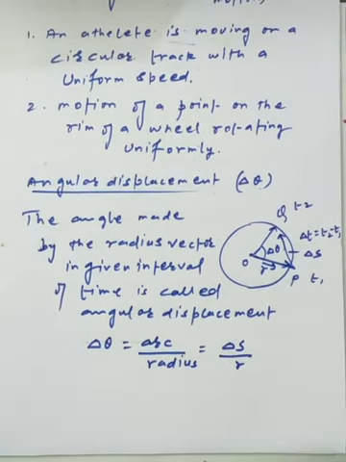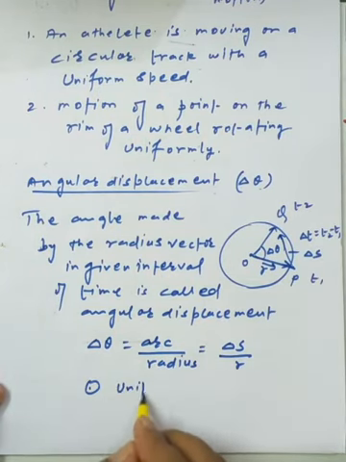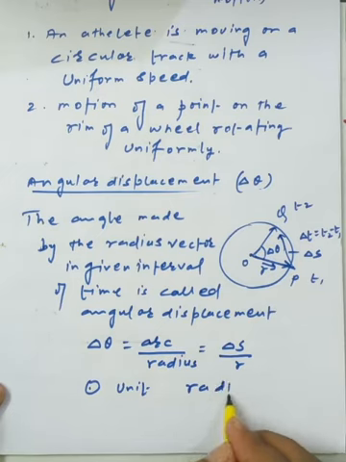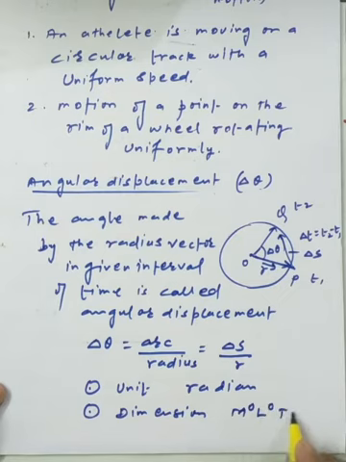Now what are the two basic pieces of information about angular displacement? First is the unit, which is called the radian, and second is the dimension. It is a dimensionless quantity, having no dimension, that is M0 L0 T0.